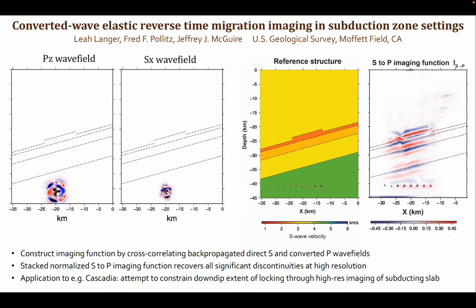This is our project on converted wave elastic reverse time migration imaging in subduction zone settings. The idea is to use converted phases to recover high resolution information about subducting slabs. Here we have a 2D synthetic structure, which is similar to a subduction zone, and it has a bunch of earthquakes underneath.